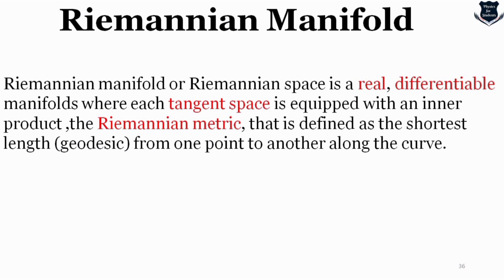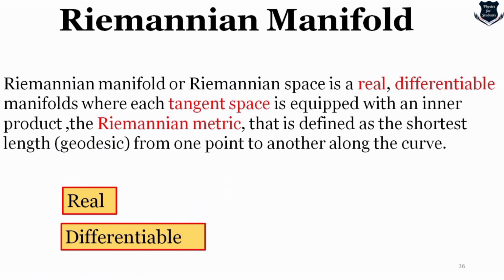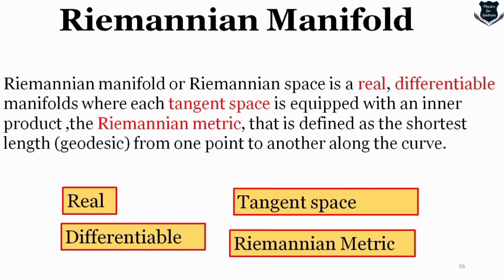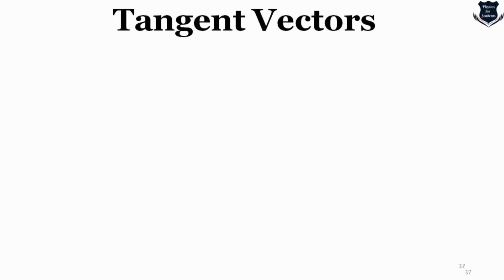However, in this definition, we see four important factors. One, what is real? Second, what do we mean by differentiable? What is a tangent space? And what is a Riemannian metric? Real, I think you can understand that it consists of real numbers, so I really don't need to explain. But differentiable, tangent space, and Riemannian metric, we first need to understand. Otherwise, we won't understand what is a Riemannian manifold.